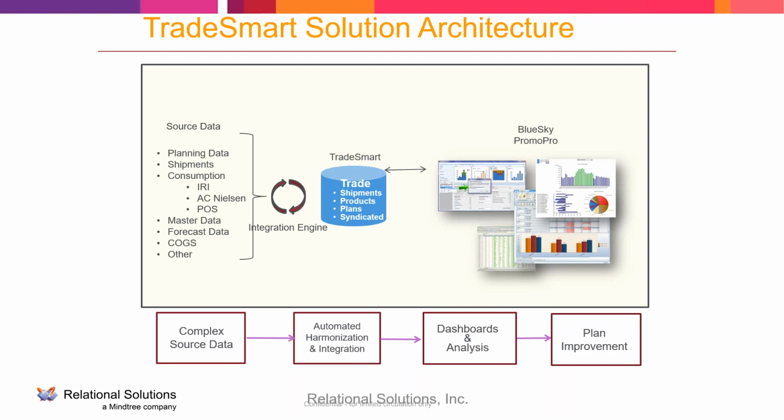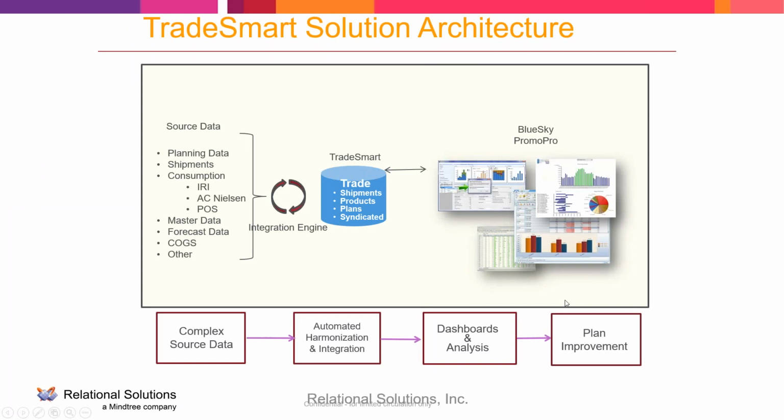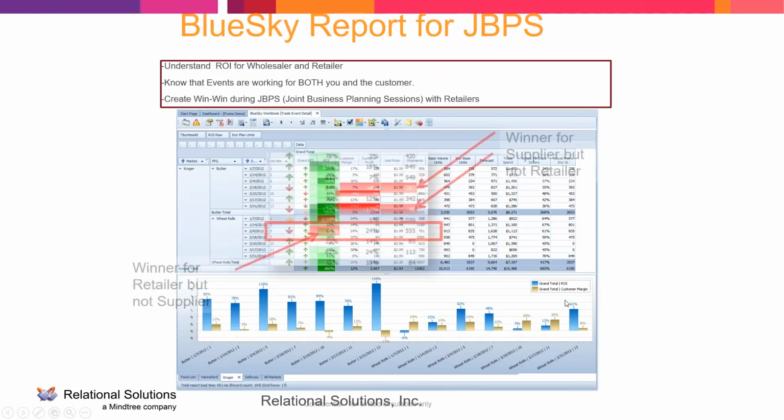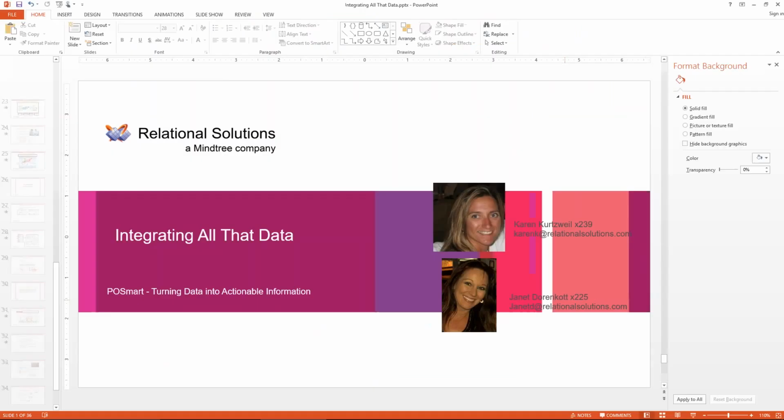But trade promotion optimization takes it to the next level. That's taking it to the what-if analysis level. That's actually a component that Mindtree has called Apex. It's one of the reasons that we wanted to merge with them, because it adds a lot of value to the application. But as I stated before, you cannot get to TPO for what-if analysis without first understanding and integrating the right data sources for trade promotion intelligence. So this is an example of a joint business planning report for trade where we're integrating that information.